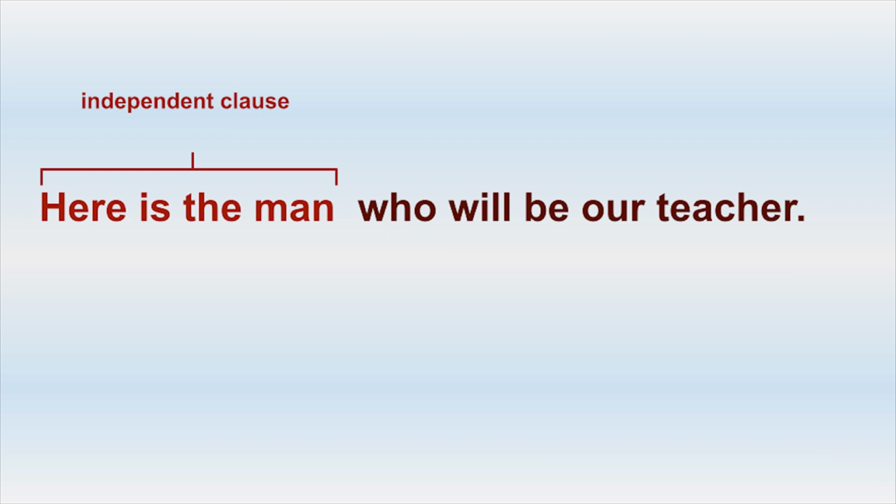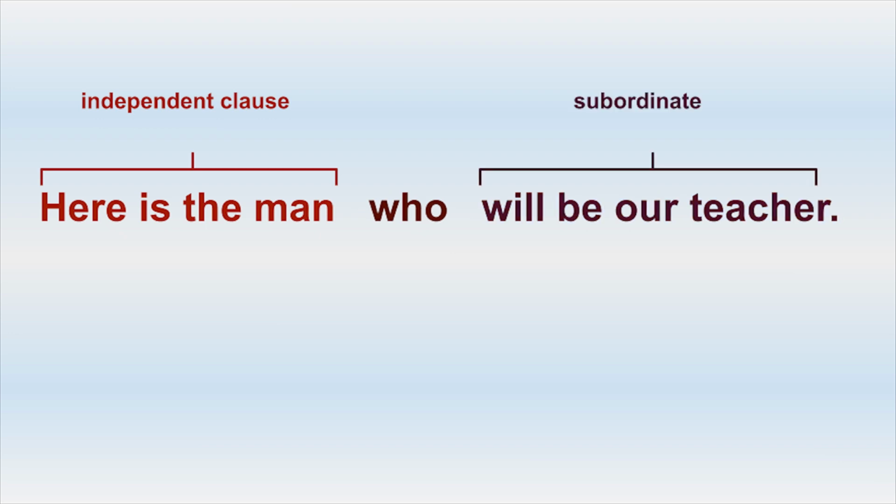Here is the man who will be our teacher. The independent clause is "here is the man." It is independent because it can stand on its own. "Will be our teacher" is the subordinate clause. "Who" is the relative pronoun that relates the independent clause to the subordinate clause.